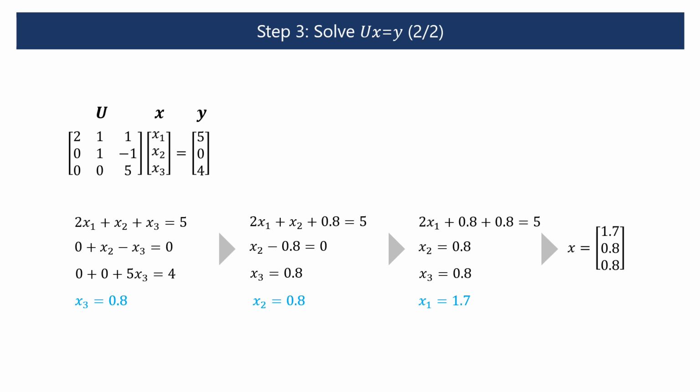To summarize, using LU decomposition, we first decompose matrix A into L and U, then solve the equation Ly equals B using forward substitution, followed by solving Ux equals y using back substitution. This gave us the final solution for x1, x2, and x3.